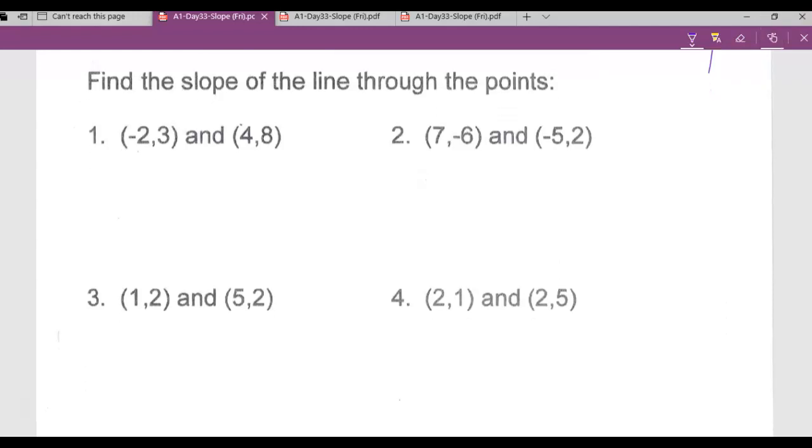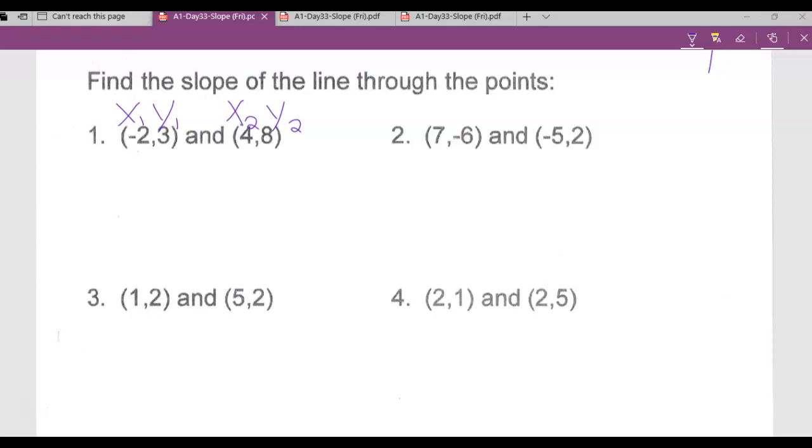We're asked to find the slope of the line given the points. What we're going to do first is label each point. We have our first x value and our first y value, which we'll call x1 and y1. Then we have our second x value and our second y value, which we'll call x2 and y2.